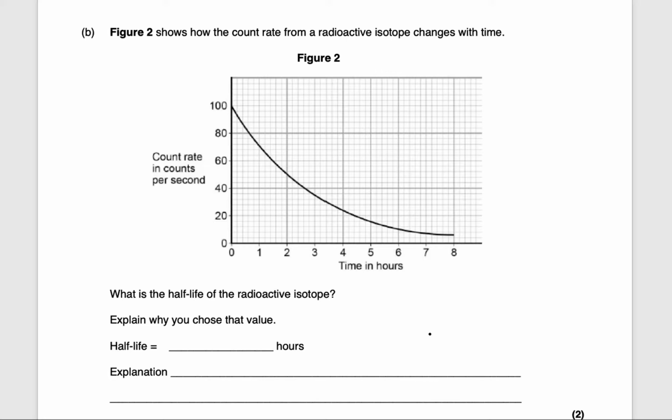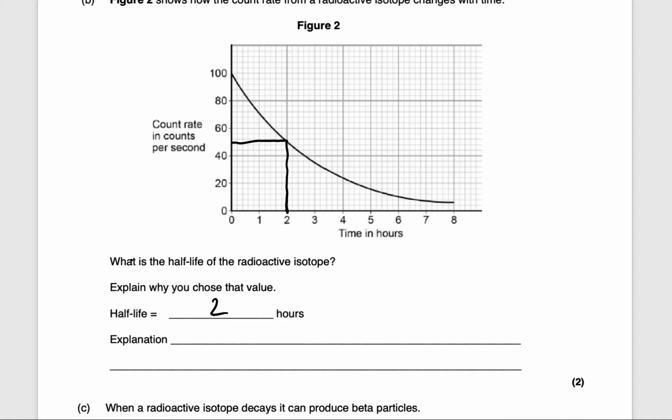Next question. Figure 2 shows the count rate from a radioactive isotope and how it changes over time. What is the half-life of the radioactive isotope? So remember, it's how it halves. So from 100, the half-life must be 50. It's going up in fours. So 40, 44, 48. So 50 is going to be about there. And as you can see, the half-life is 2. So the time in hours is 2. And explanation, the half-life of the radioactive isotope is the time it takes for the nucleus to halve.